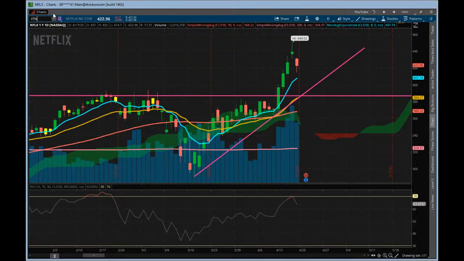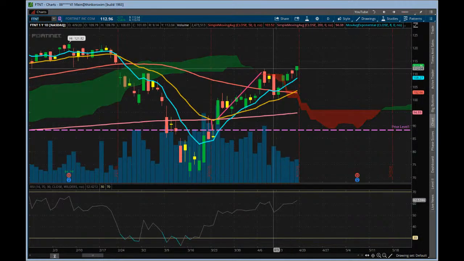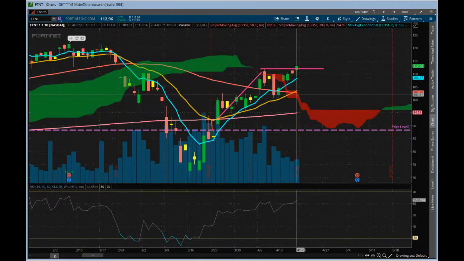Yeah, FTNT. Let's take a look there. Nice hammer right here as it closed above some levels. It's coming over the cliff of the cloud, but I like the volume right there. Let's see if it can try to work its way up on that one.